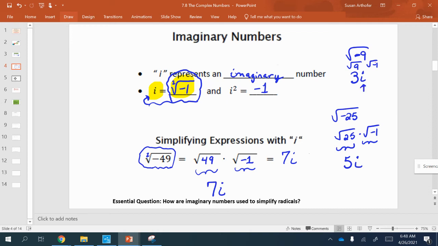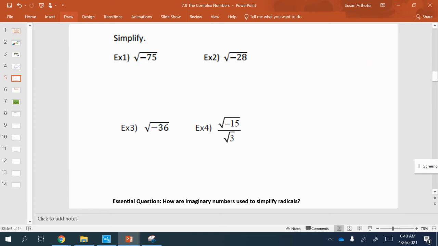So let's practice a couple. Okay, so let's do this one. Example 3. What's the square root of negative 36? You should know the answer already. It's equal to 6i. Because square root of 36, break them up. Square root of 36 comes out as 6, and for the square root of negative 1, out pops i. Okay?